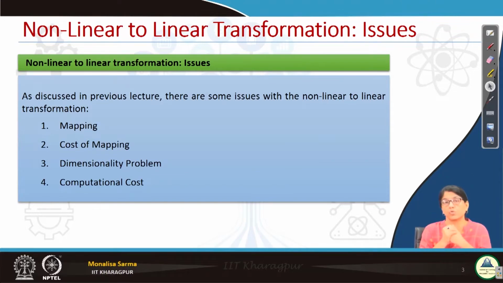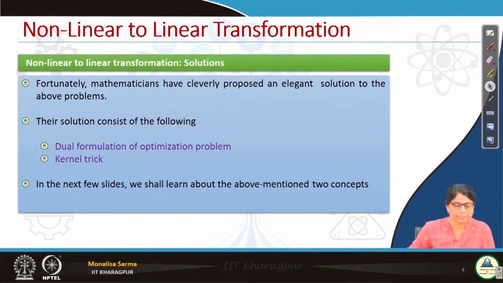Basically, how many attributes do I need to use? Based on the number of monomials, each monomial will be mapped to an attribute of the higher dimension. That is the mapping. Which mapping exactly? There is no hard and fast rule that I have to use a particular mapping, so how will I do the mapping? That is one of the issues. Then there are the cost of the mapping, the dimensionality problem, and the computational cost. These are some of the issues.